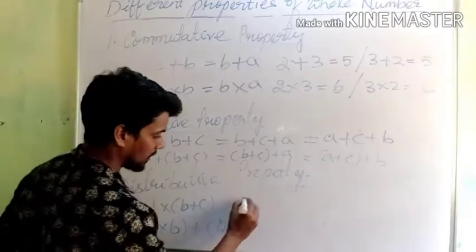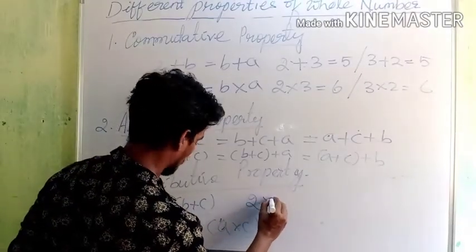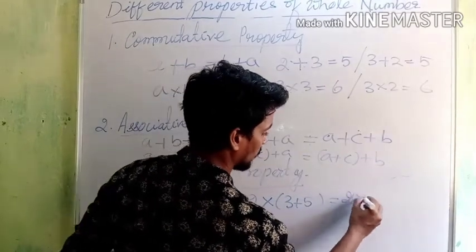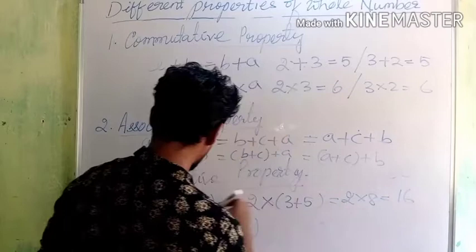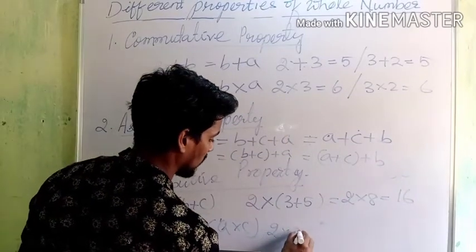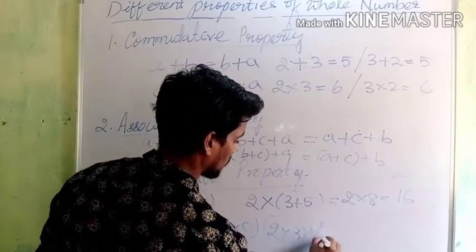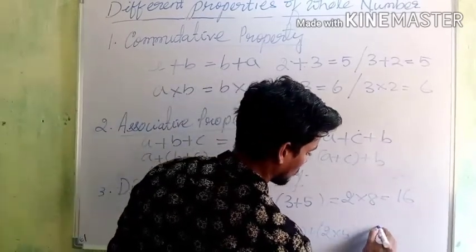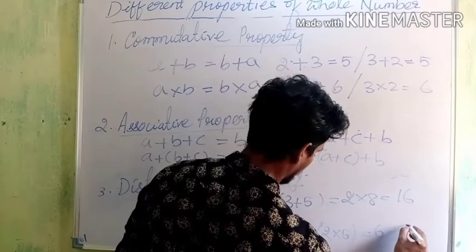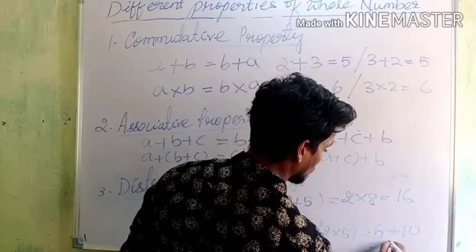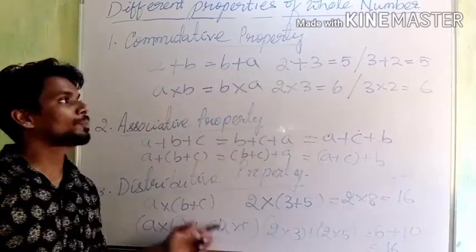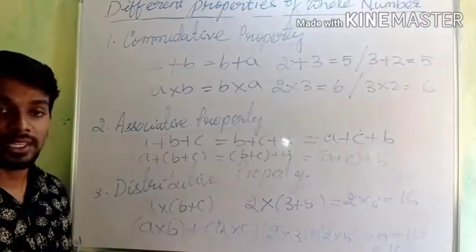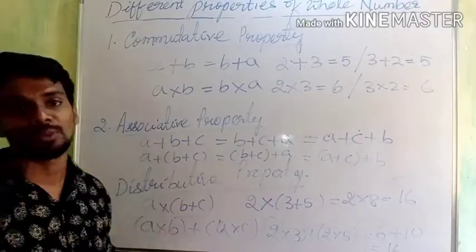Let us see the example. Suppose a is 2, and 3 plus 5 is 8, so 2 into 8 is 16. Now I'll apply 2 into 3 plus 2 into 5. The value of 2 into 3 is 6 and 2 into 5 is 10. The answer I am getting is 16. So these are the properties. These are very easy. We have already discussed them in our previous classes, in fifth class and fourth class.